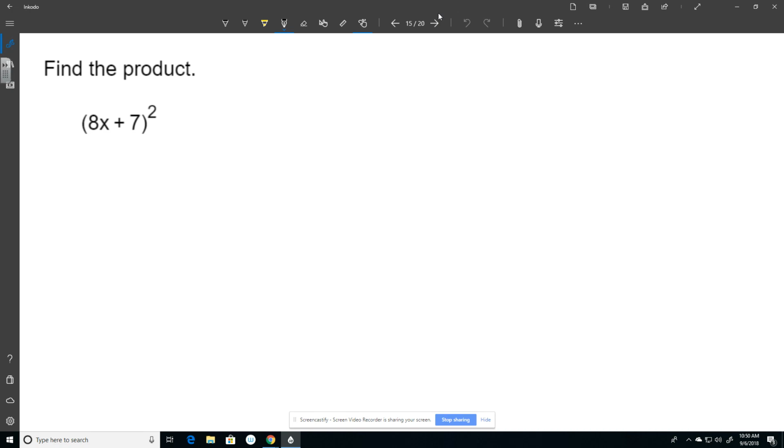15, find the product, 8x plus 7 squared. There's 2 ways to do this. I'll show you both. One of them is the long way. 8x plus 7 times 8x plus 7. That's what squared means, is that there's 2 of them. And then I just do FOIL.